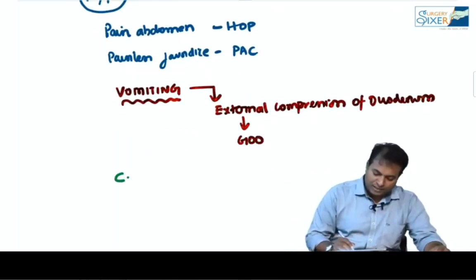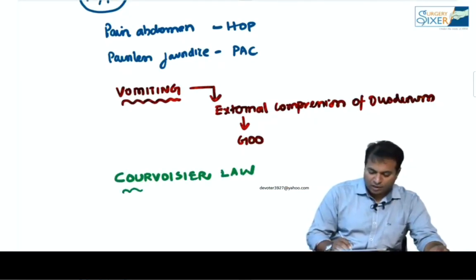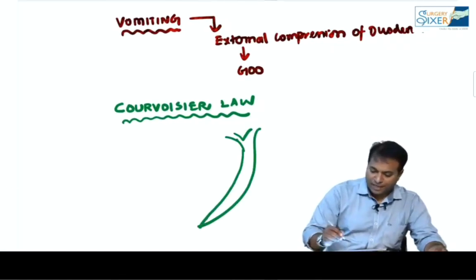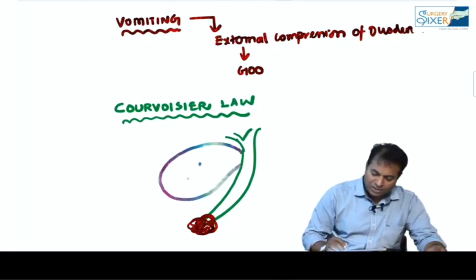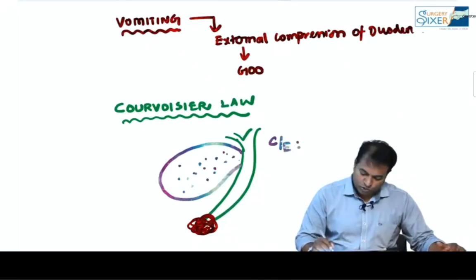And please don't forget, these tumors will obey the Courvoisier law. I hope you understood what the Courvoisier law is from the gallbladder chapter. So recall: if there is a cancer, will the gallbladder be enlarged or not? If there is a cancer in the distal bile duct, pancreatic head or periampullary region, the gallbladder will be enlarged. So as per Courvoisier's law, clinical examination shows gallbladder enlargement.